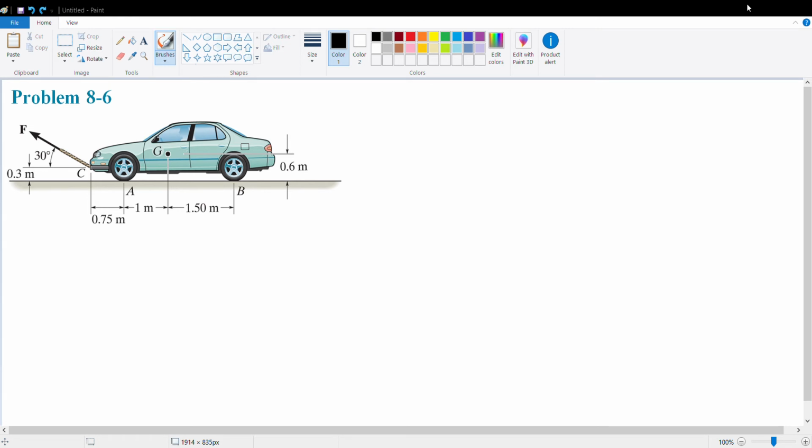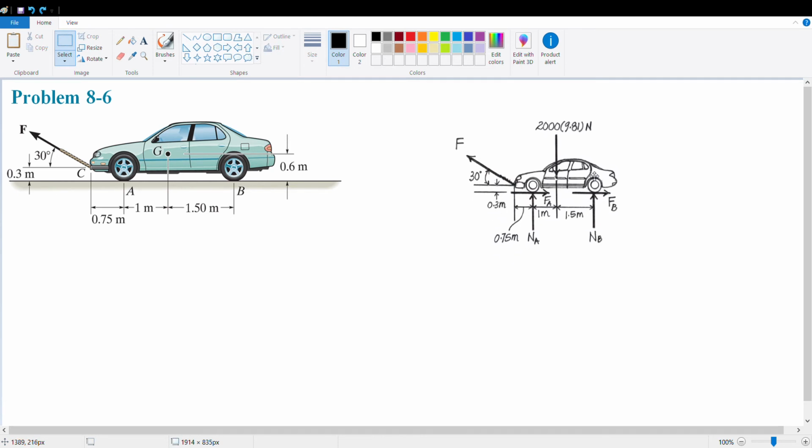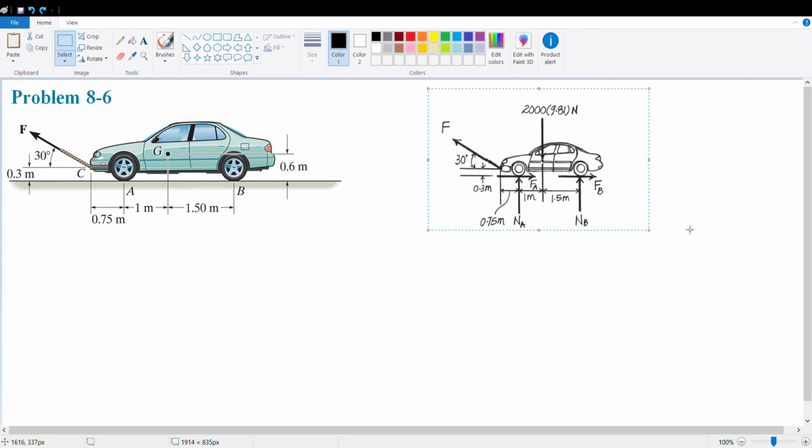As usual, we start with the free body diagram. So here I have a nice picture for it. You don't have to draw the car when you're doing that. We have a total of 5 forces applied on our body. There is the external force, the towing force. Then there are the two normal reactions in A and in B. And then there are the two friction forces in A and in B.